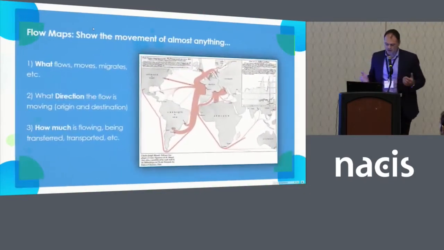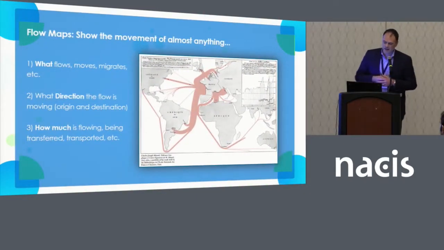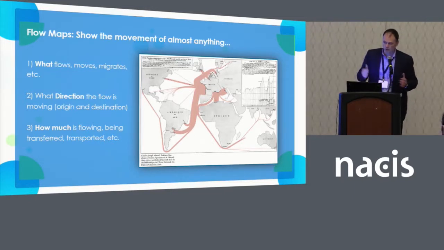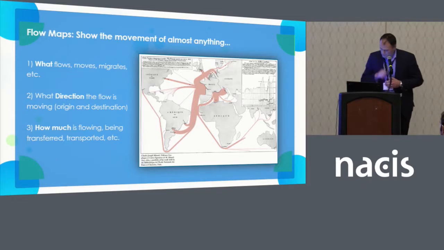So flow maps, where is this coming from, really? It's all about the movement of almost anything. I thought we'd start with a very important movement: wine. This is a good example of product export. France, obviously, exporting its wine. This is going back to 1845, so quite a long time ago. You could see the export from France. So flow maps have been around for a long time.